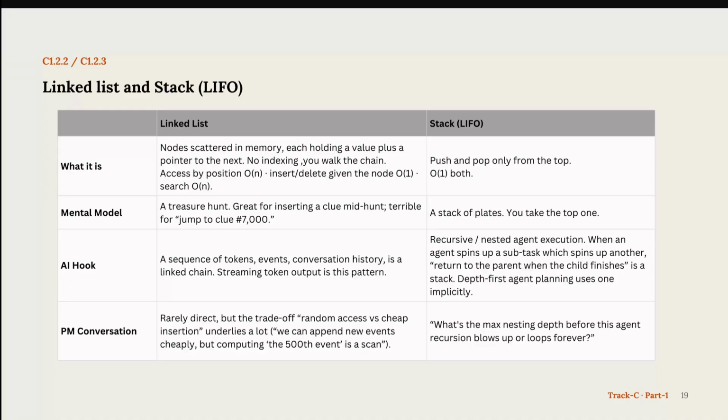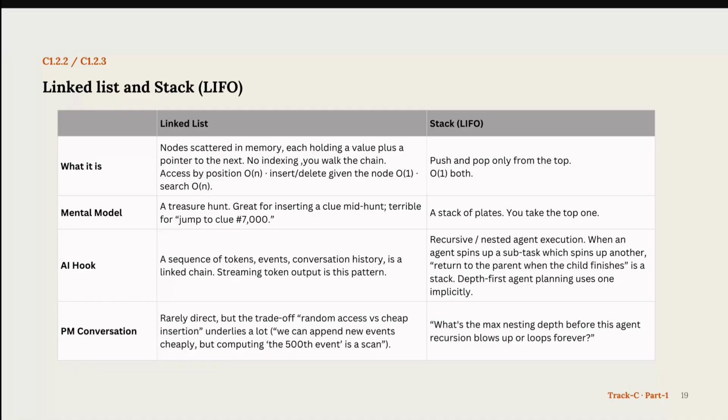And AI hook, a sequence of tokens, events, conversation history, these are all linked lists because you're telling, hey, what conversation was prior to this, what conversation was next to this. All these are linked chains. Streaming output token is also this pattern. You tell, hey, previous token was here with this address, the next token is here with this address. That's how linked lists work.